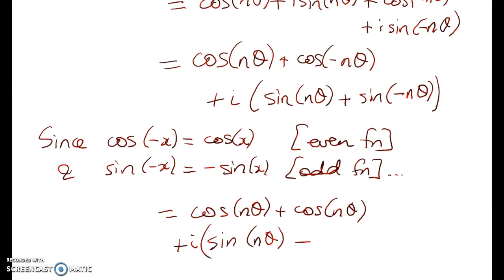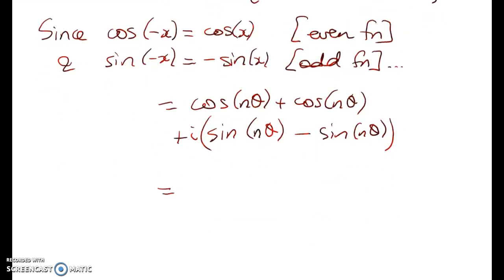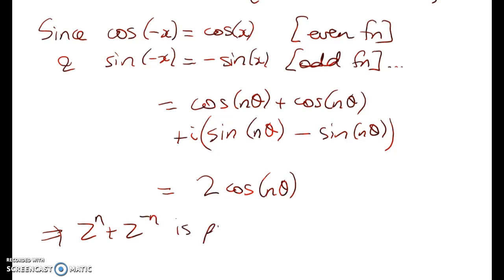Sine n theta minus sine of n theta, which is 2 cos of n theta. So we've shown that Z to the n plus Z to the negative n is purely real.